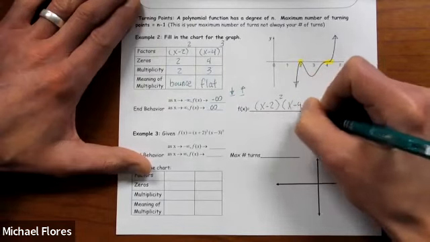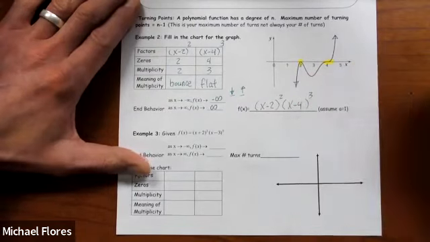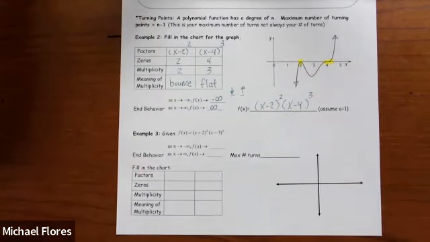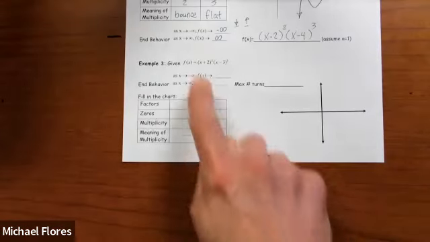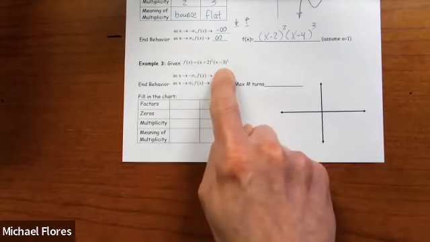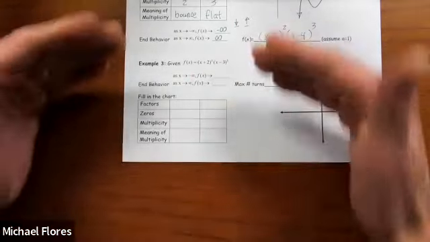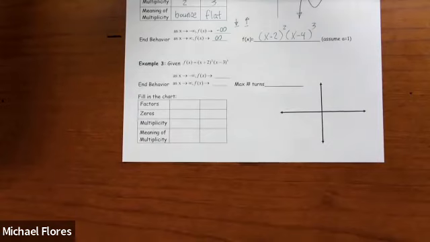Just keep your factors and their multiplicities. And example 2 is now done. All right, example 3, given f of x is equal to x plus 2 squared and x minus 3 cubed, let's figure out the characteristics and features of this graph.